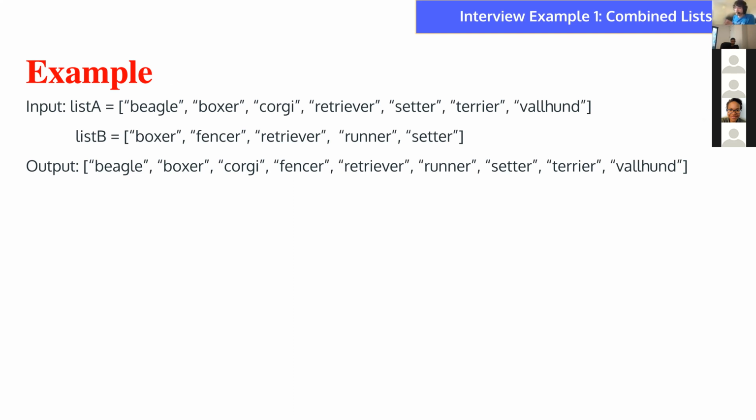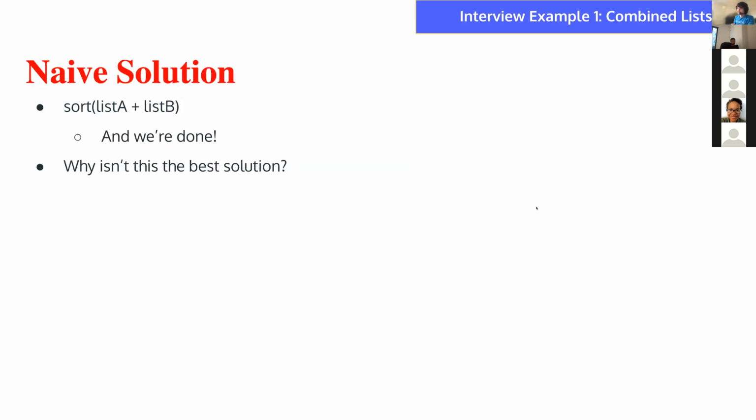Now, before we go into the full answer, let's look at what some candidates thinking they're really clever try to do. Go to the next slide. They say append list A to list B, call sort on it, and we're done. I would never hold it against a candidate for trying something kind of cheeky like this, but why is this not the best solution? How do they deal with duplication? Exactly. One issue is that this doesn't deal with duplication. Boxer, for example, would appear twice in the output because they've appended the lists together.